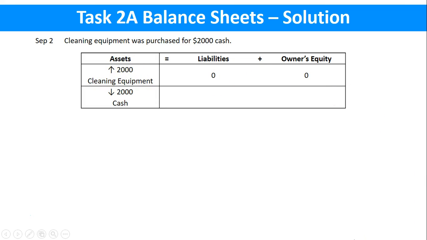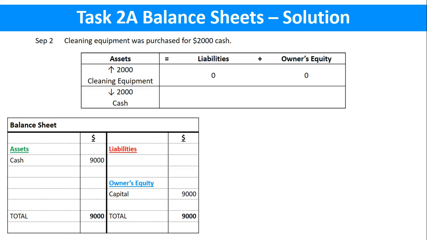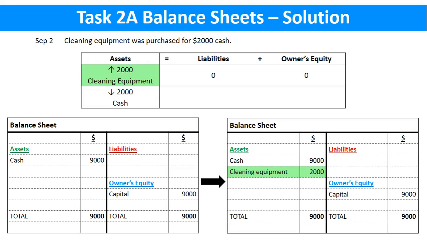So we can now go into our balance sheet. There's our balance sheet from the day before. That's what it did look like. We've got to add in the cleaning equipment. So that's an asset, so we add that in under the cash. We've also got to decrease cash 2,000. So it was $9,000, it's going to go down to 7,000. We total it up. The total is actually going to be the same. It's still going to balance to $9,000.